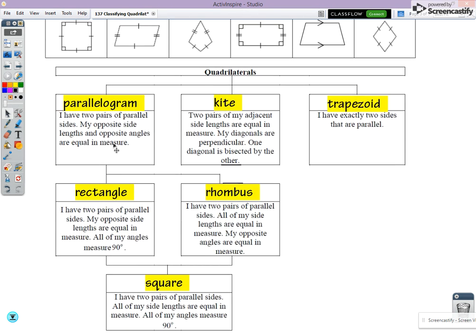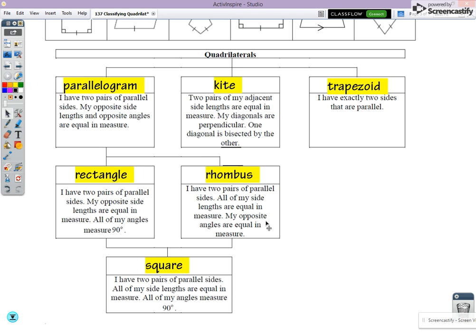We should have parallelogram, kite, and trapezoid. Those are our three big branches, right? And then the parallelogram splits into rectangles, rhombuses, and squares. Hopefully a lot of this is familiar from when we did quadrilaterals earlier. Rectangles and rhombuses get everything from a parallelogram plus more specifics, and a square gets everything from this family. Kites and trapezoids are kind of their own thing.